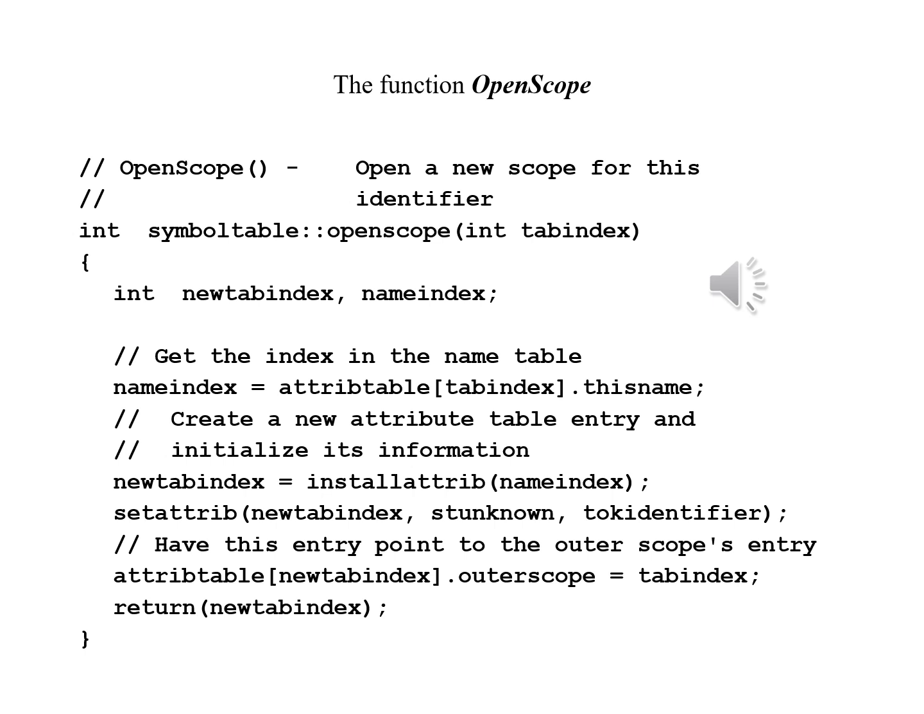Identifiers declared in a new scope are added to this new scope, one identifier at a time. The one parameter of the OpenScope method is the index in the attribute table, and this is used to get the index in the name table. A new attribute table entry is necessary for this new scope, and its semantic type is set as unknown, and the token as identifier. The outer scope is set as the attribute table index of the previous scope, so it can be restored as the current scope when the compiler leaves this one.